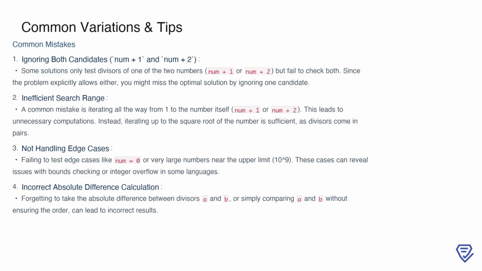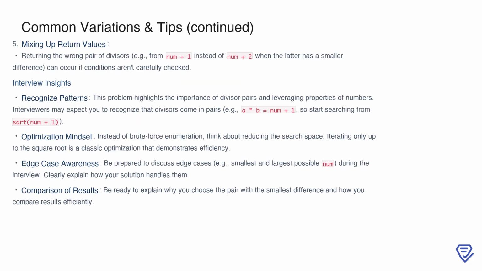Finally, another mistake to avoid is incorrectly calculating the absolute difference between divisors. If you forget to take the absolute difference or compare the divisors in the wrong order, it can lead to incorrect results. Another mistake to be aware of is mixing up the return values.